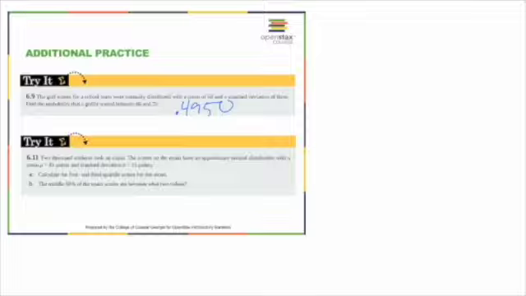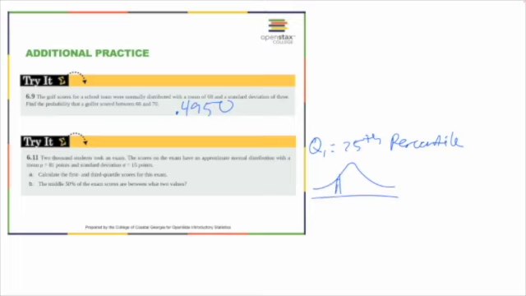2,000 students took an exam. The scores on the exam have an approximate normal distribution with a mean of 81 and a standard deviation of 15. Calculate the first and third quartiles. The first quartile is the same as the 25th percentile. Remember that percentiles represent the area to the left. So what's that K value such that 25% is less than or equal to it?